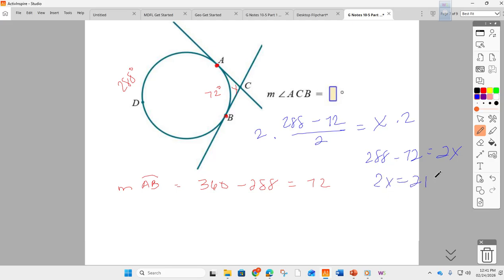I like my variable on the left side, so I swapped it. Divide both sides by 2. Now we know the measure of that angle is 108 degrees. Any questions?